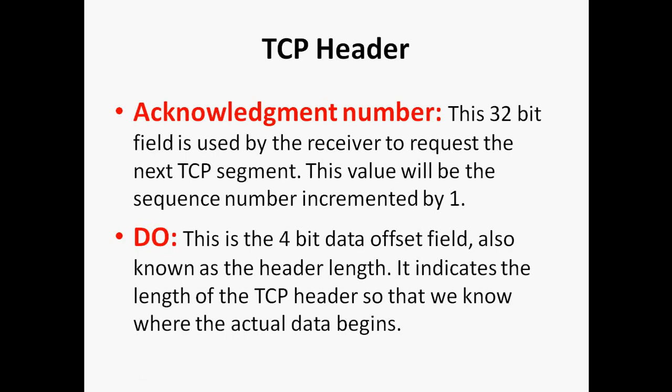Minimum 20 bytes means the decimal value is 5 times the multiplier of 32. So 5 times 32 you get 160 bits, divided by 8 you get 20 bytes. Same way, decimal value 15 times 32 you get 480 bits, divided by 8 you get 60 bytes. Same as the IP version 4 header.